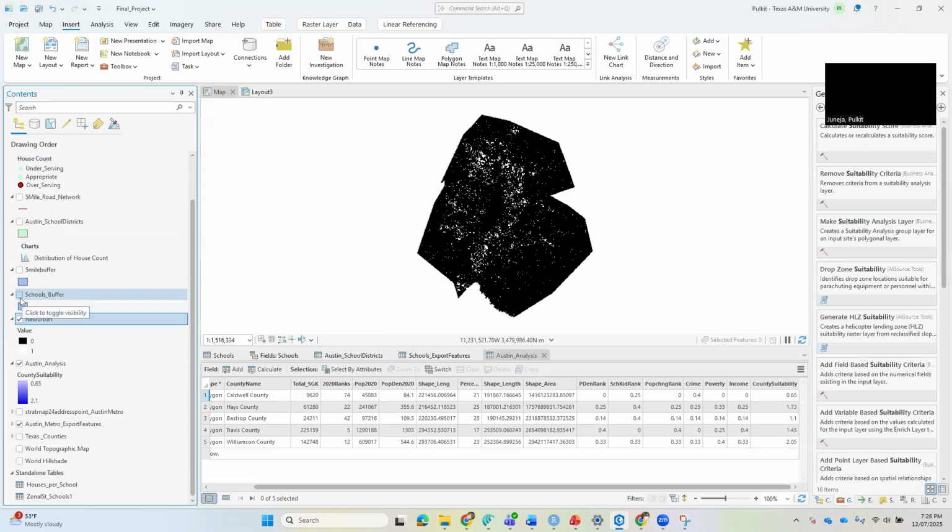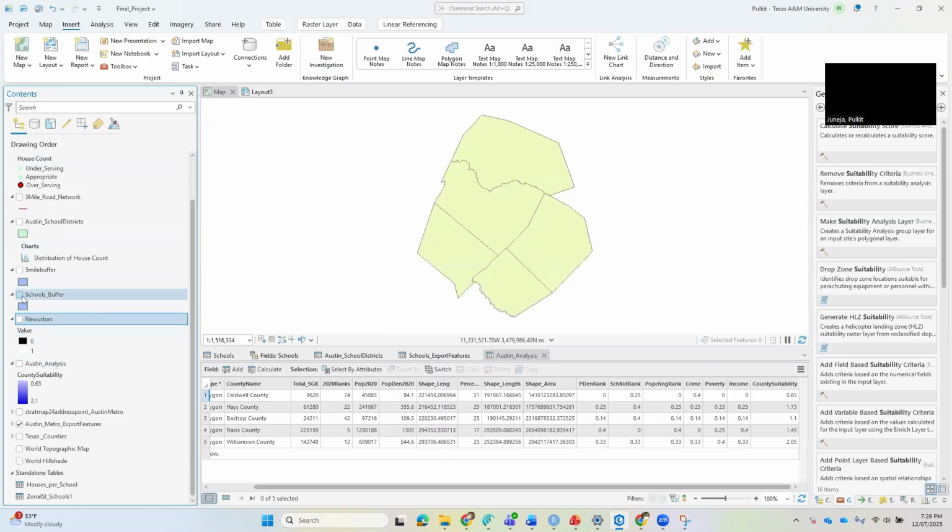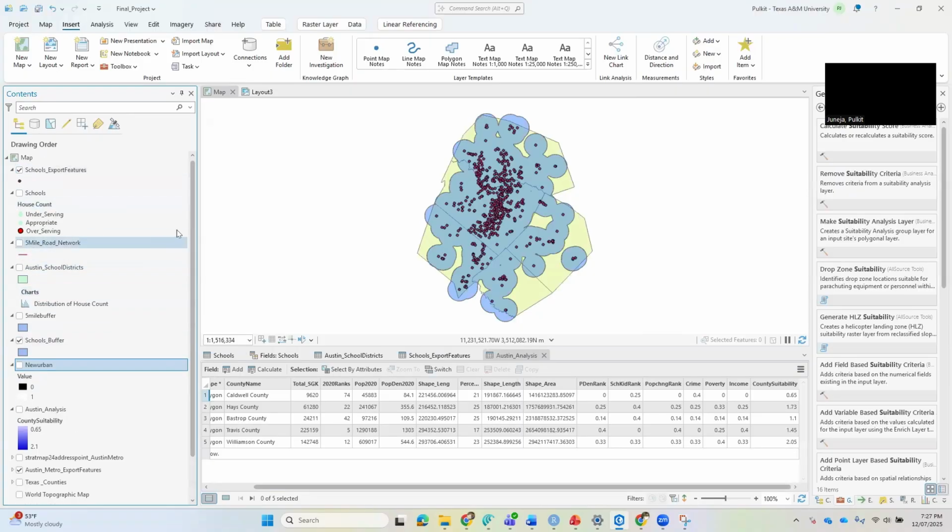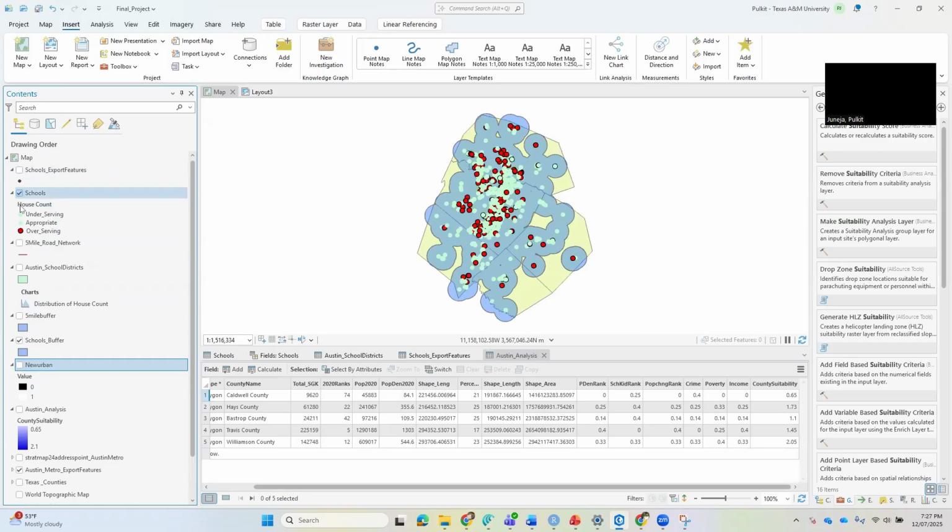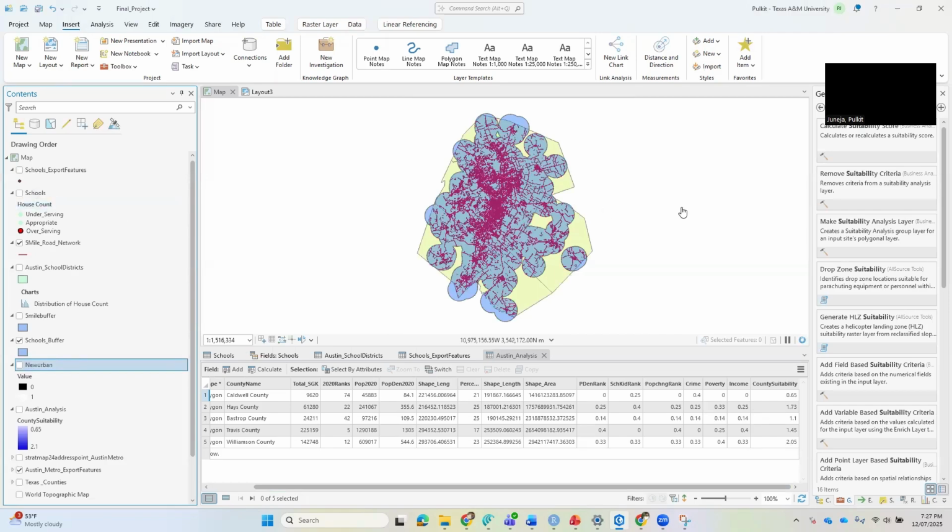Following that, I'll move on to the schools. These are the schools and the buffers, 5 mile buffer around each school. This is just a demonstration, but instead of using this 5 mile buffer, what we did was a 5 mile network analysis around each school, which basically provided us with different road routes or houses that were within 5 miles of a school.